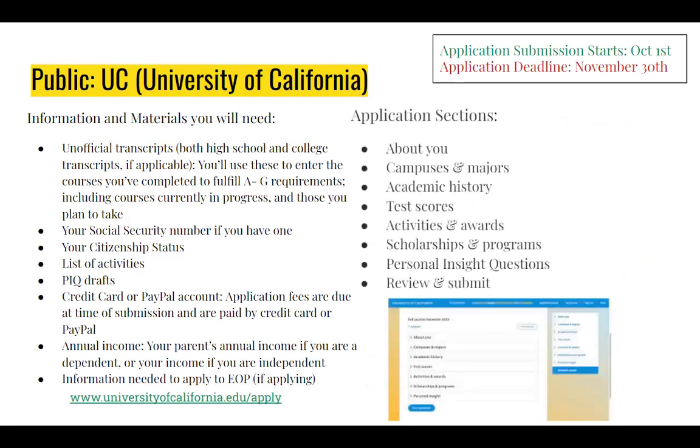So we'll do a deep dive later for those who want to stay and work on the UC app. And so that application is open now, you can start working on it. You can submit it October 1st to November 30th. That is a hard deadline. You cannot miss it. We're having you start early so that you don't have to be doing it during Thanksgiving break. You should be done well before then. And we'll go through it later, but like I said, you're going to list your activities, your extracurriculars, you're going to have PIQs, all that good stuff.